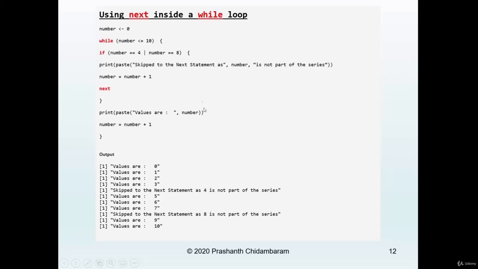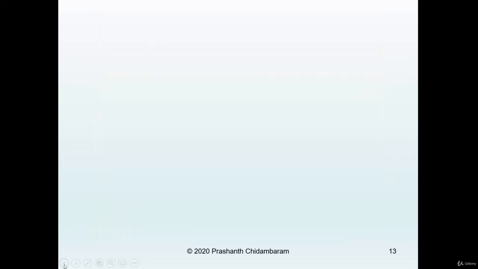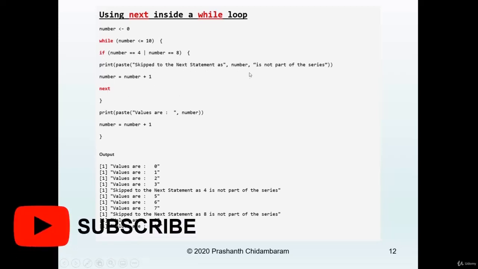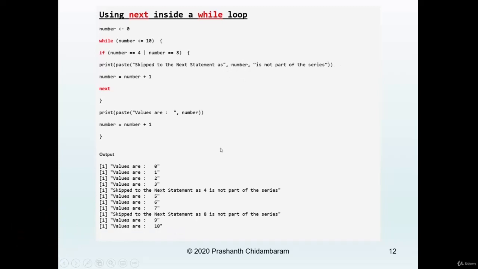1 is less than, sorry, I'll go to the previous slide. 1 is less than or equal to 10, which is true. Again, 1 will not satisfy this condition. It'll directly move to this one and then again get incremented by 1. So this continues until we reach 4 where this becomes true and then basically skip to the next statement as the number here, 4, is not part of the series. And then again 4 is incremented by 1 and then move to the next one. So this is the process of controlling flow inside of a while loop using the next statement.